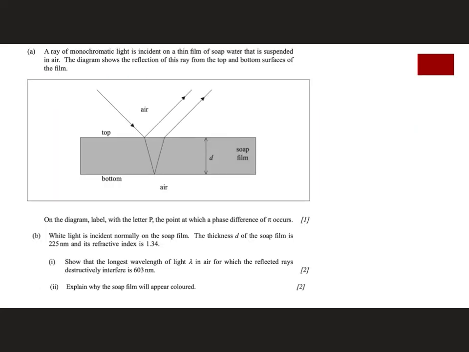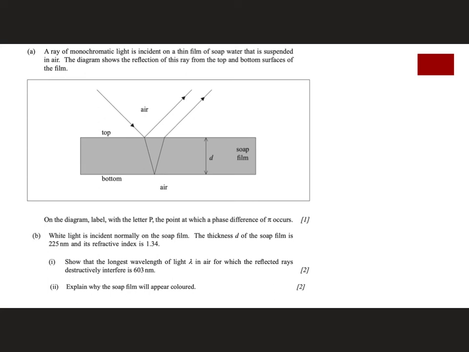Okay, so let's try out a question. Here we have monochromatic light. So remember, light of one wavelength. Yes, chromatic tends to be color, but in physics we prefer to say one wavelength. It's incident on my thin soap, and for some reason it's suspended in air, so I've got air, soap, air. It asks me to label with the letter P where the phase difference of pi is going to occur.